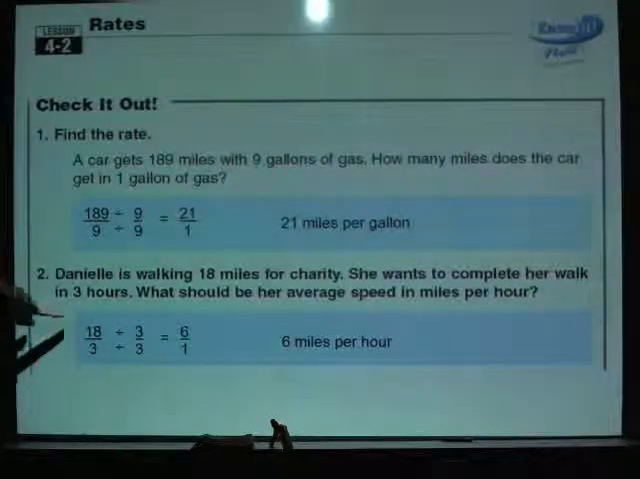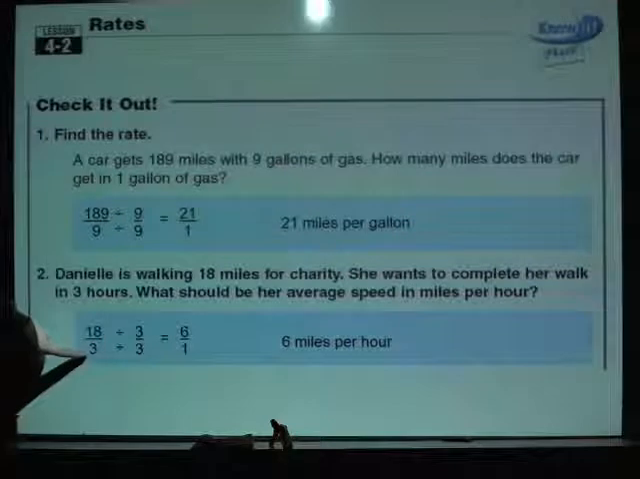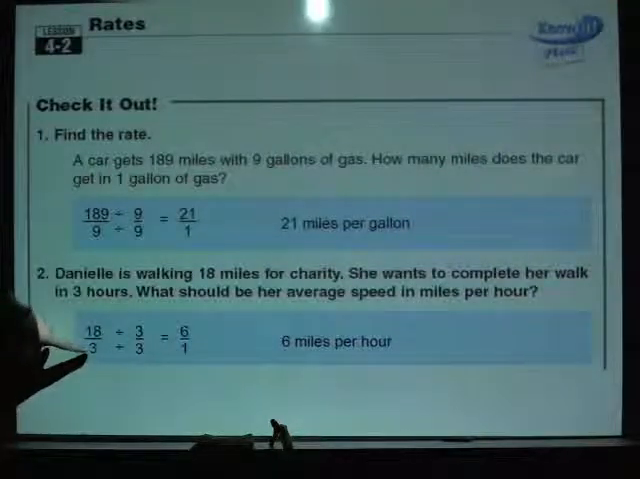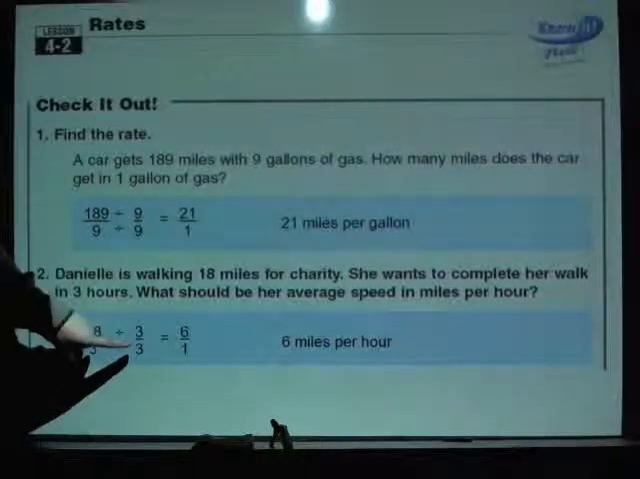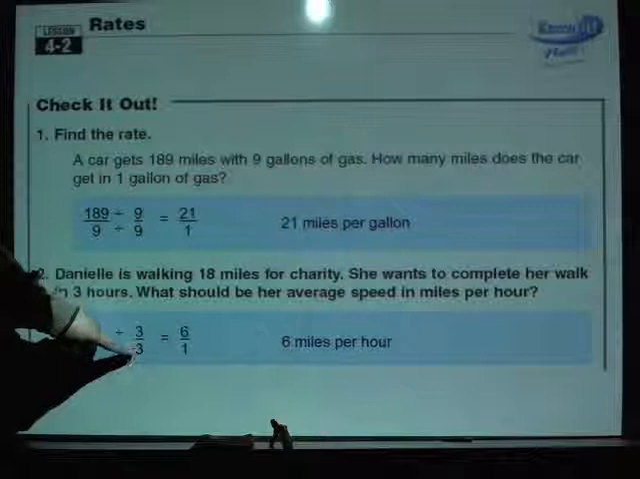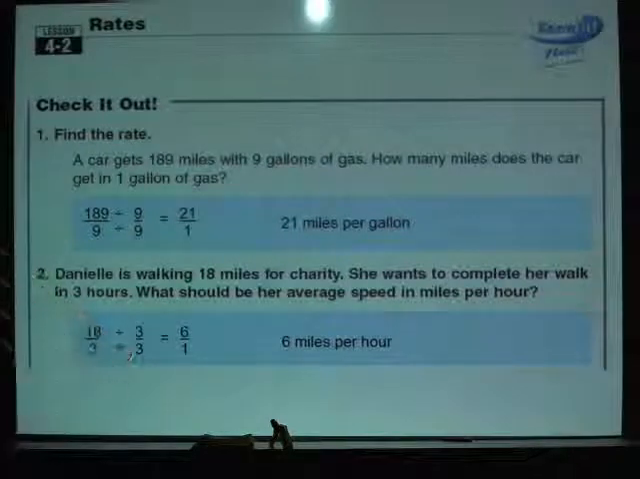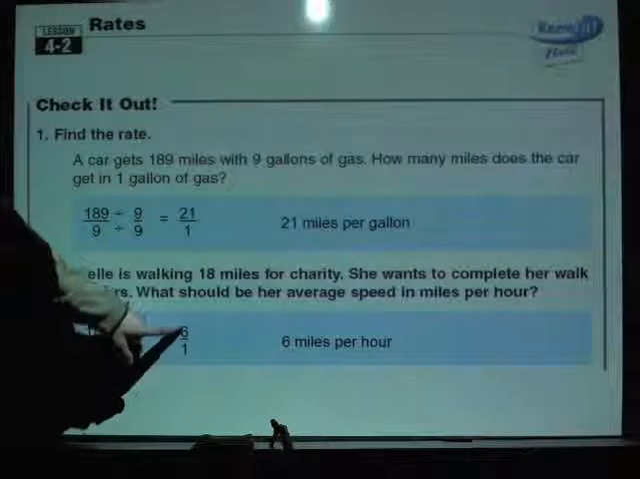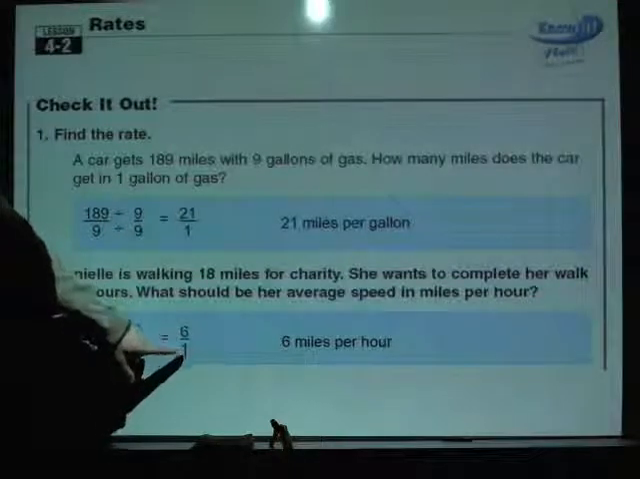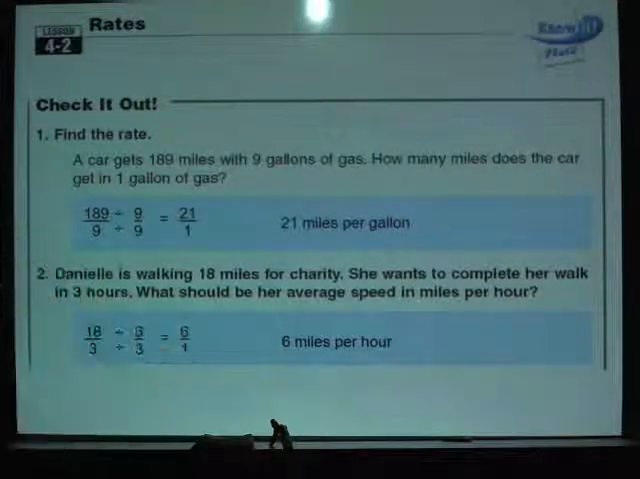So we got 18 miles in 3 hours. Since I want to make this bottom number go to a 1, I'm dividing by whatever the bottom number is, which in this case is 3. And of course, we do the same thing to both the numerator and denominator. When I do that, I end up with 6 over 1. Remember, the top represents miles and the bottom represents hours, so it's 6 miles per hour.